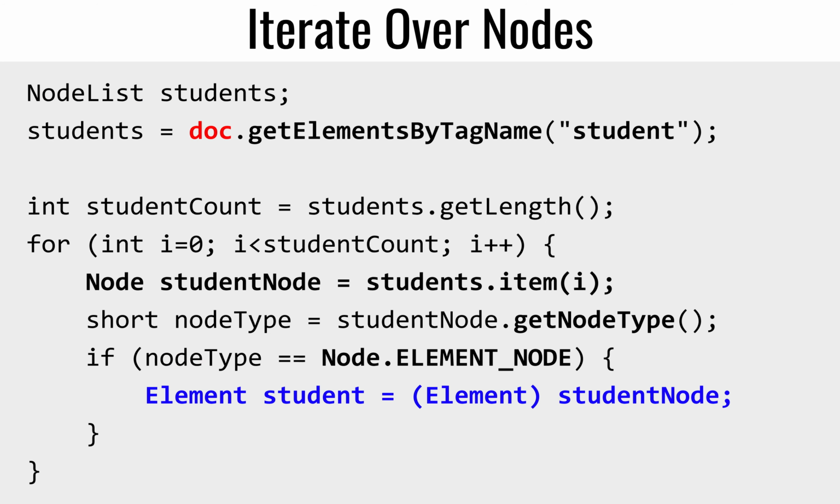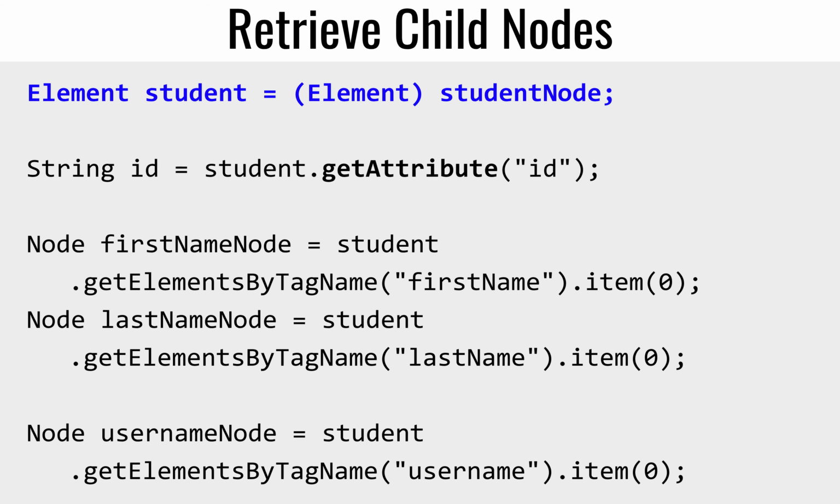So we're checking, so we know you're an element, we cast you to an element. Now that you're an element, we know that you could have sub-elements. Or maybe it's just plain data in there. Or you could have attributes. So we could say, get me the attribute. Student dot, the student element, get the attribute ID. So we can retrieve the ID attribute, the value of the attribute. We can also navigate to any of our children.